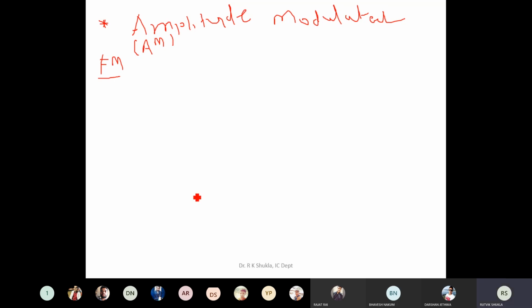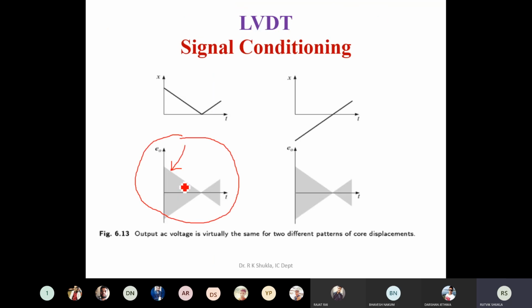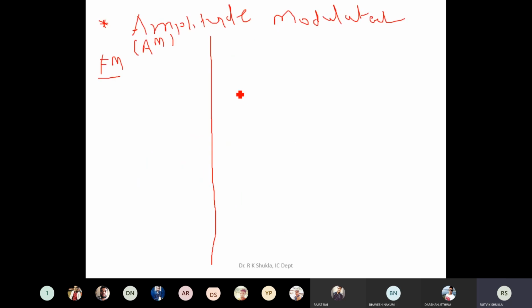So that is called frequency modulation. Now, as one of you has rightly mentioned, the amplitude of the carrier varies with respect to the amplitude of the modulating signal. That is called amplitude modulation. So the output of this LVDT is just like an amplitude modulated wave. Clear?